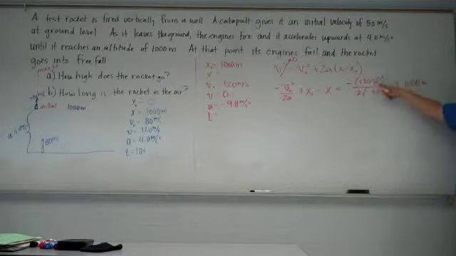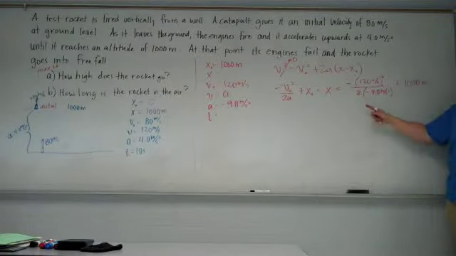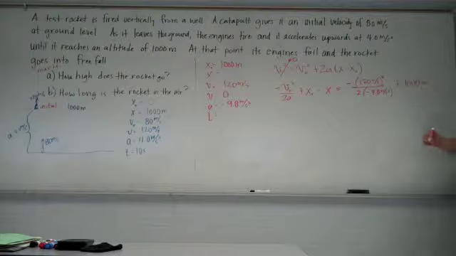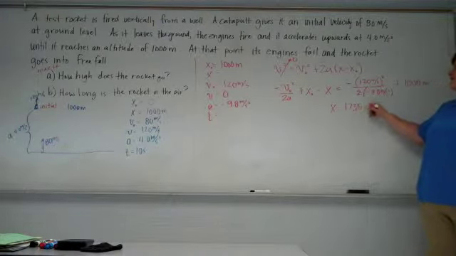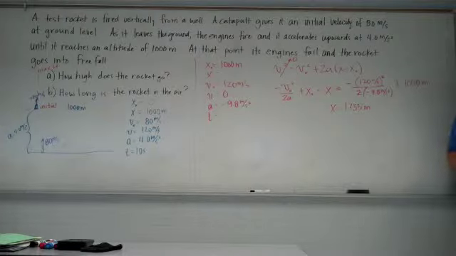Unit-wise, we're going to get meters squared over second squared in here. We have meters over second squared here. So one of the meters cancels, both of the second squareds cancel. This term ends up having units of meters, plus meters. So the height, the maximum height, ends up being 1,735 meters.